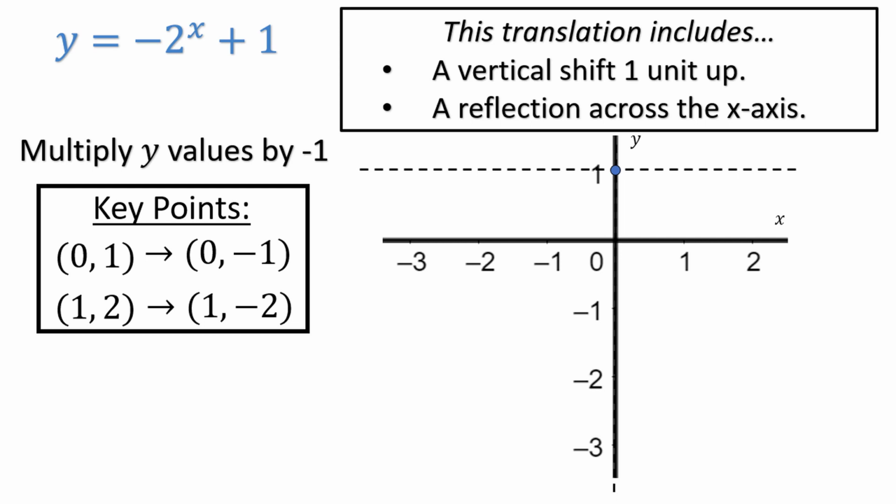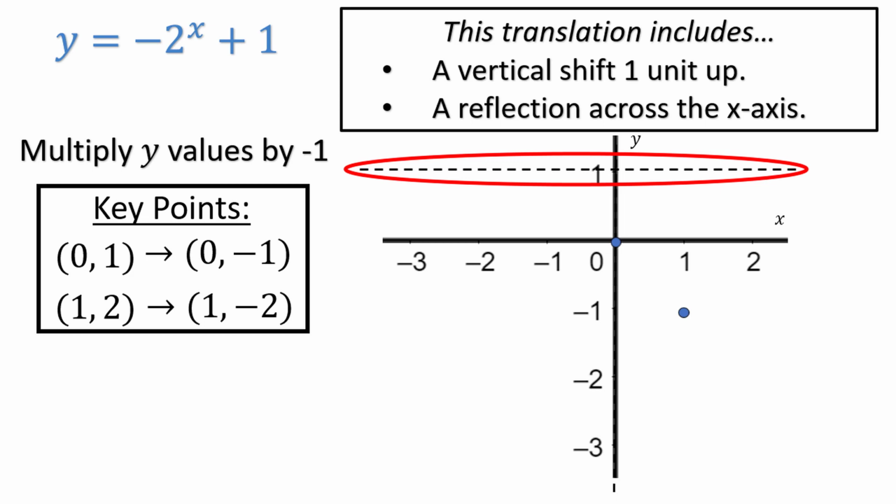Starting at the pretend origin of 0, 1, we can move 1 unit down to get to the point equivalent to 0, -1 from the pretend origin, which is a point on our graph. Starting again at 0, 1, we can go 1 unit to the right and 2 units down to plot our second point. We know that y is equal to 1 is a horizontal asymptote, so we can draw the curve that connects the dots to complete our graph.